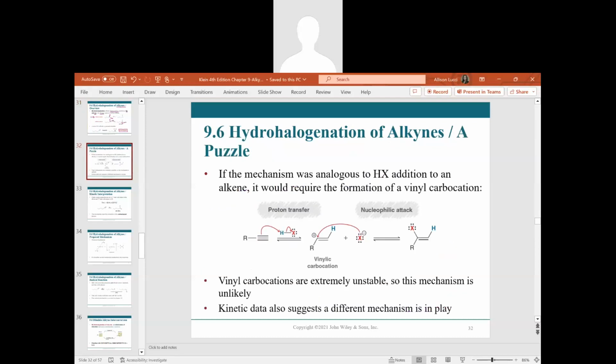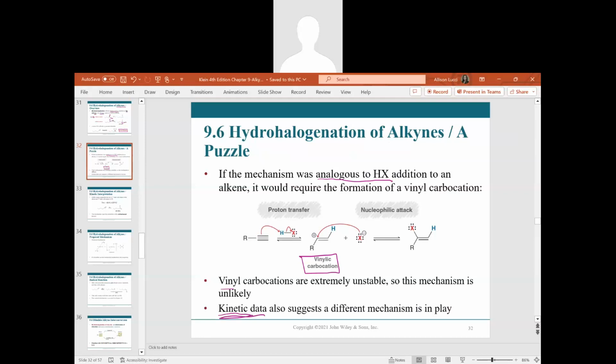So let's take a look at what's actually happening here. If this were the mechanism in an analogous fashion to HX addition of an alkene, we would form what's called a vinylic carbocation. And this is very unstable, and therefore this mechanism is probably unlikely. This probably is not what actually happens. So we can't model an alkyne hydrohalogenation reaction in the same sense that we do with an alkene. Since these vinyl carbocations aren't formed, we have another way of determining a mechanism.